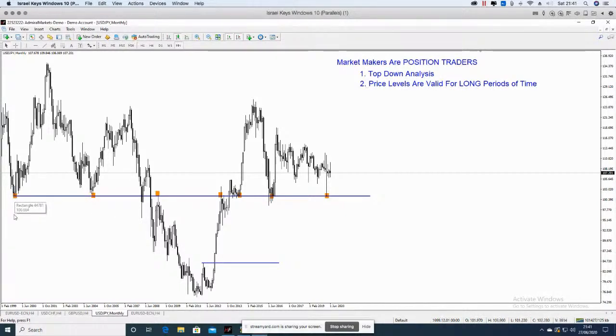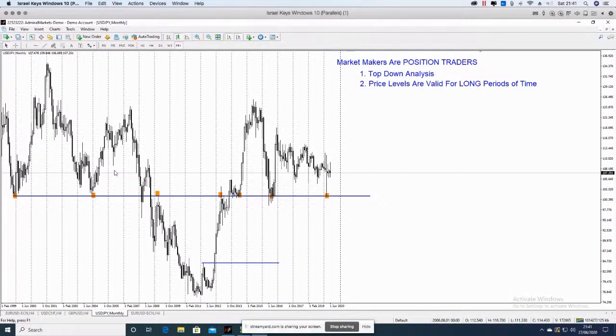So that level we see for the first time there, and then we see it 1, 2, 3, 4, 5, 6 times. Now, bear in mind, on a monthly chart, every divider is a year. Remember that. With that being said, let's count the gap between these touches in years. This is 1999. So 2000, so that's 1 year, 2 years, 3 years, 4 years, 5 years.